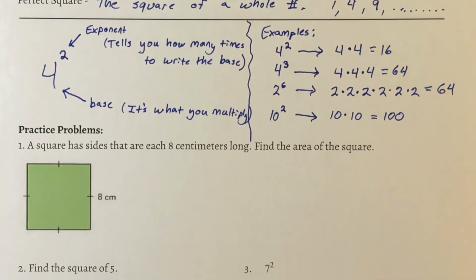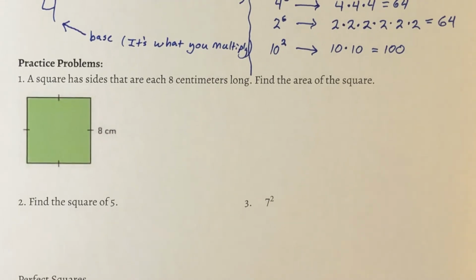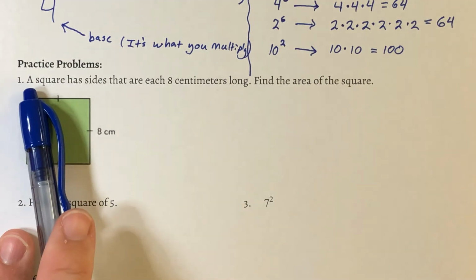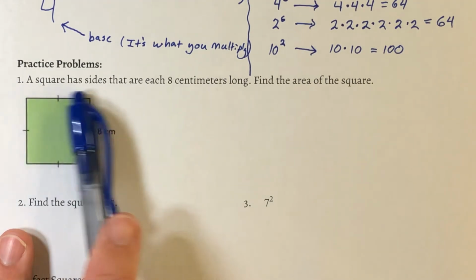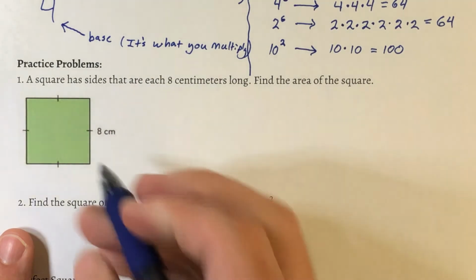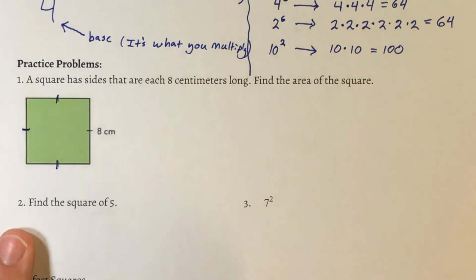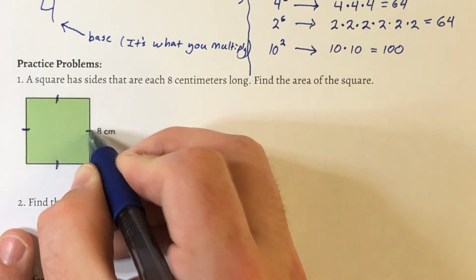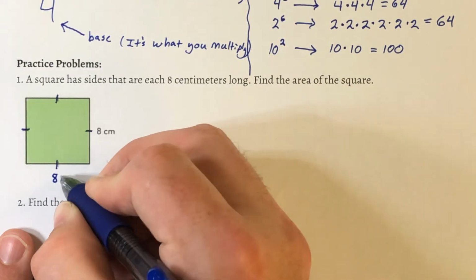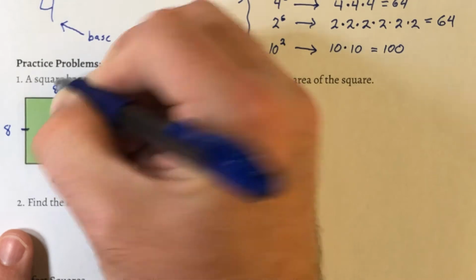Okay, what's a common use for squaring numbers? Area of squares, to be precise. So our first practice problem says a square has sides that are each 8 centimeters long. You'll notice these little dash marks. Those dash marks mean they are all the same. So this side of that square is 8 centimeters. Here's a dash mark, so that's also 8 centimeters. There's one, so that's 8. And the top of the square is also 8.